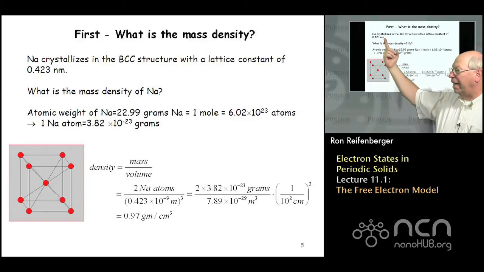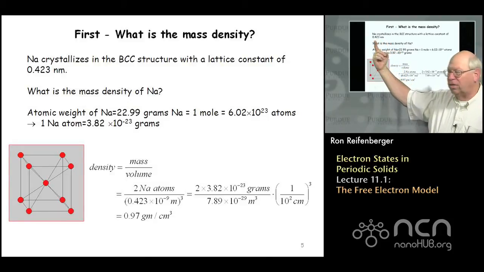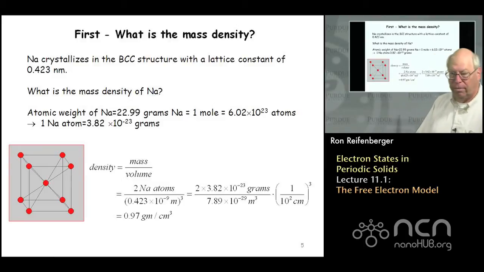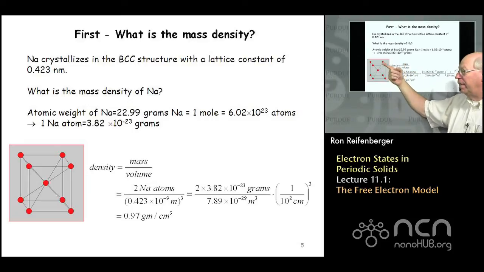By analysis of the X-ray diffraction spots, we can establish that the lattice constant at room temperature for sodium is about 0.423 nanometers. From that information alone, we can calculate the mass density. We do that by considering one unit cell, because the sodium atoms condense into the BCC structure. We can calculate the mass of each sodium atom, count how many sodium atoms there are in one unit cell, and divide by the unit cell volume, and that should give us the mass density that we measure experimentally for sodium.